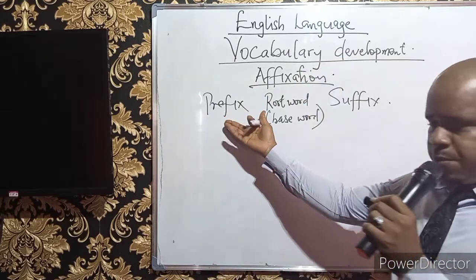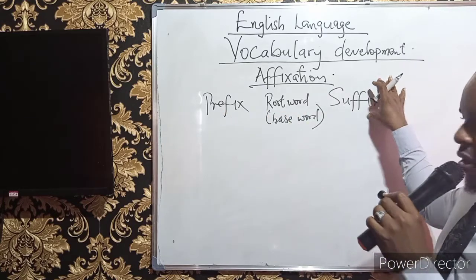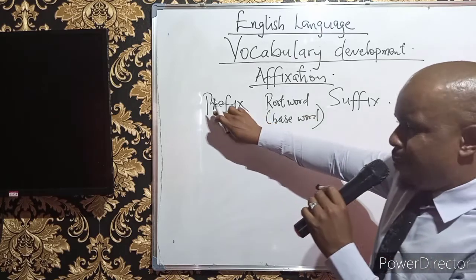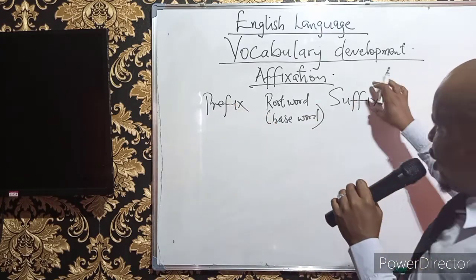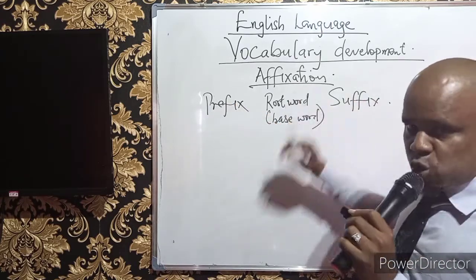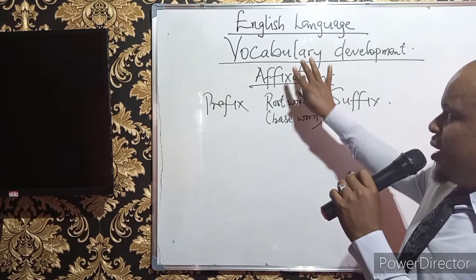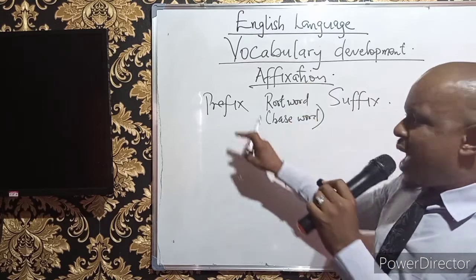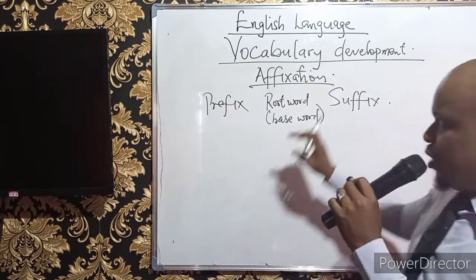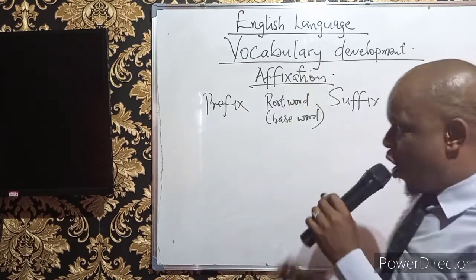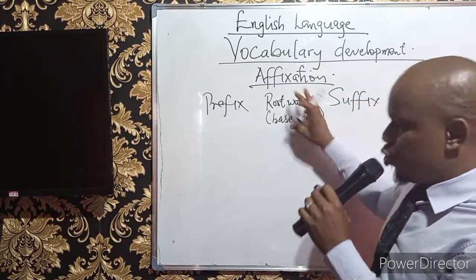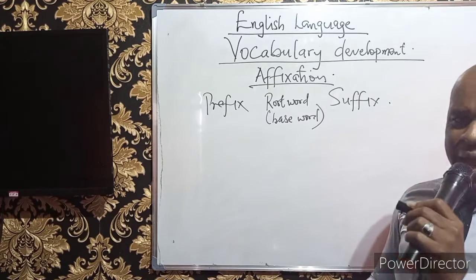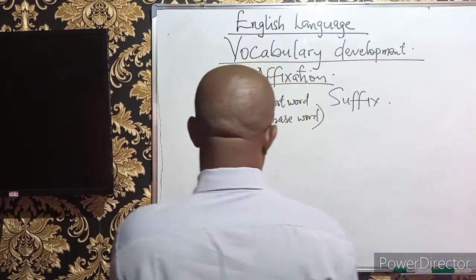Now look at prefix, and this is suffix. This is what we call root word. When we add a prefix and a suffix to a root word, we have what we call affixation. We can have a root word with the addition of a prefix to give us an affixation, or a suffix to a root word. It is the same affixation. Now let us have some examples on the board.